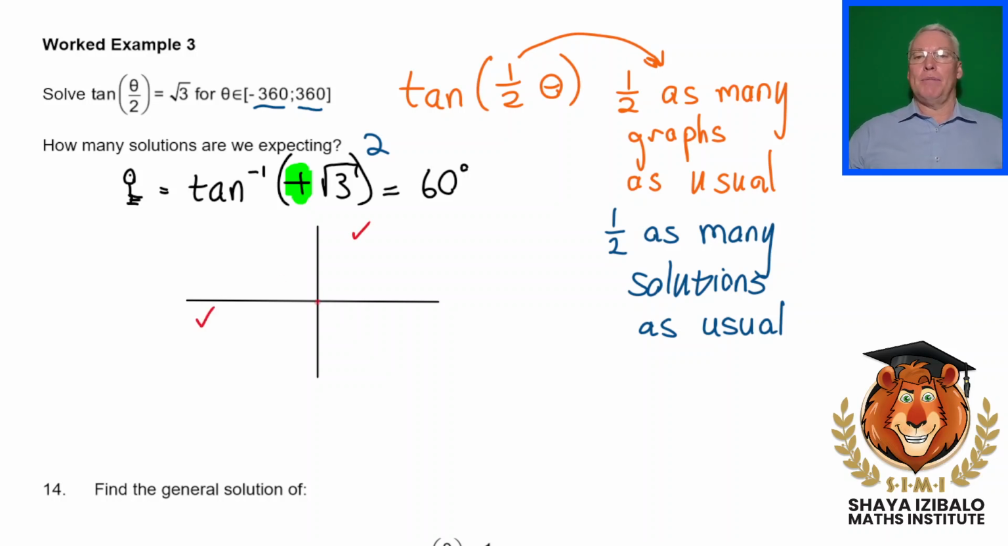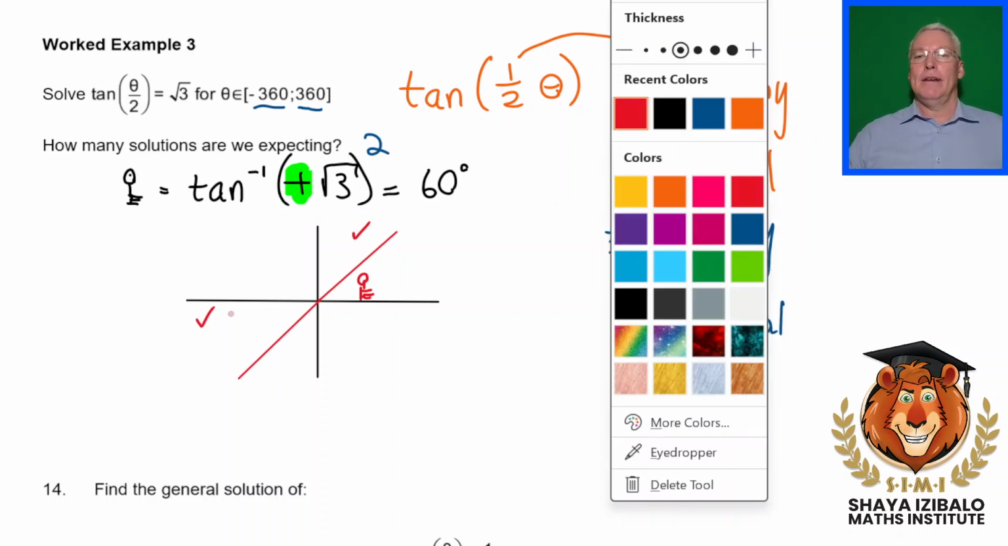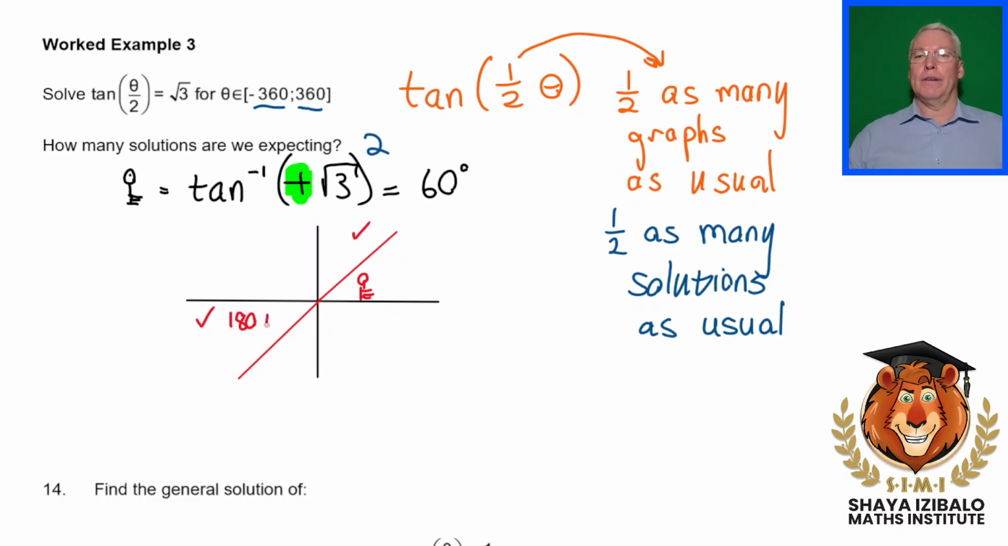One of our angles is going to be over here in quadrant 1. That's just going to be our key angle, or 60 degrees. The other angle is going to be here in quadrant 3, and it's going to be 180 plus our key, or 240 degrees. 180 plus the key. I think you can see that these are vertically opposite angles. So the solutions for tan will always be 180 degrees apart.